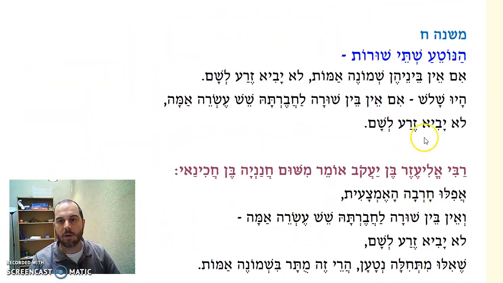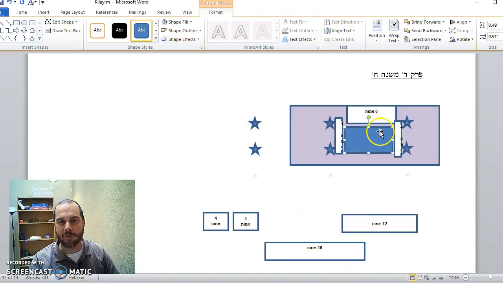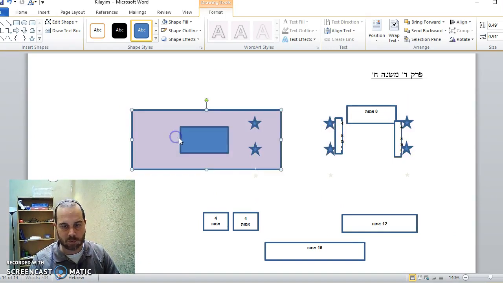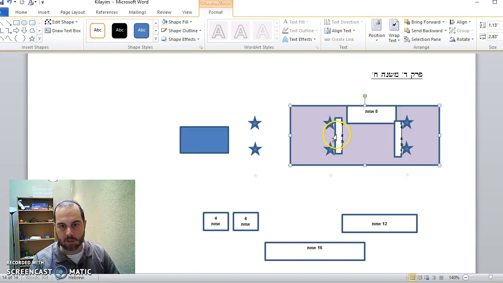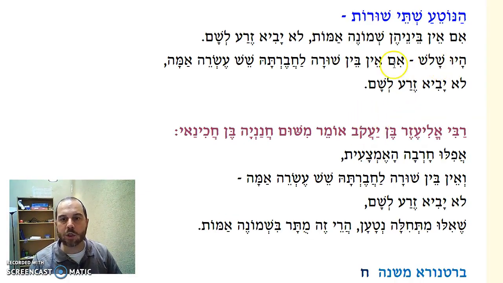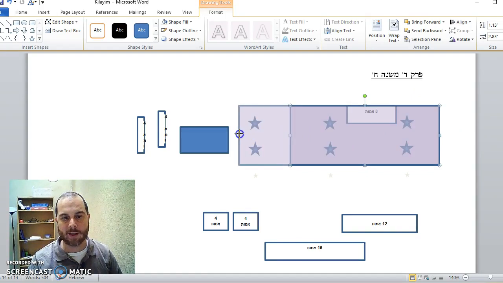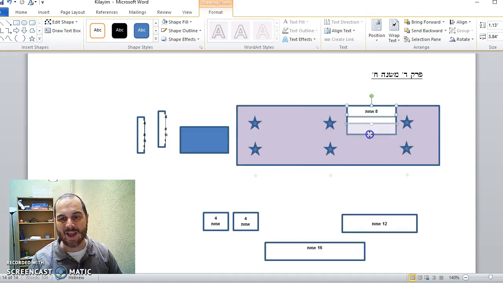The Mishnah continues. Okay, that's the law according to the Bartenura. Well, let's get rid of all of this and say the Mishnah continues. I'm just going to get rid of these for our next case. Hayu shalosh, if there were three rows, im ein bein shura lechaverta shesh esrei amah, if there aren't between each one and its friend sixteen amot, lo yavi zera lasham.